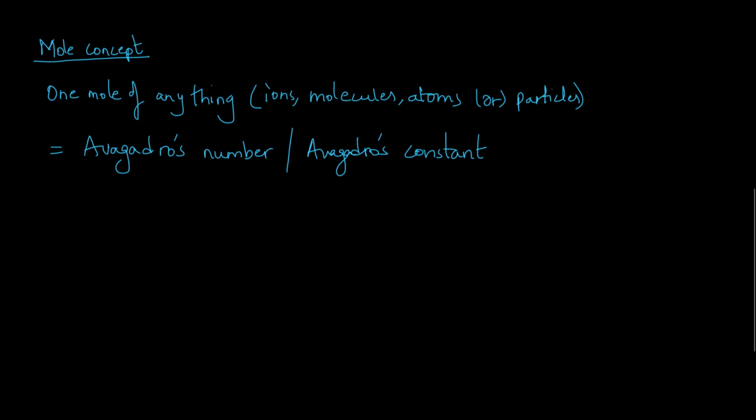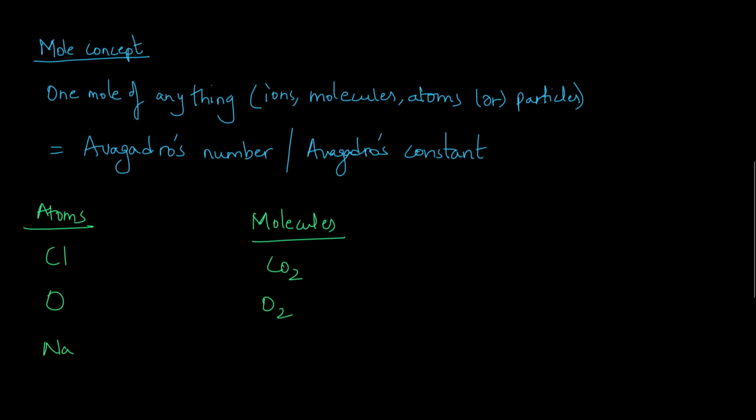For better understanding, let's take some examples of atoms. Chlorine, oxygen, sodium. These are enough. Then we'll take some examples of molecules: CO2, oxygen molecule, and H2O. All these are different molecules. You understood what is the difference between an atom and molecule? Molecules are formed with a combination of two or more atoms, whereas atoms are individual elements.